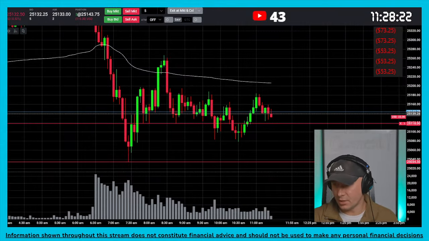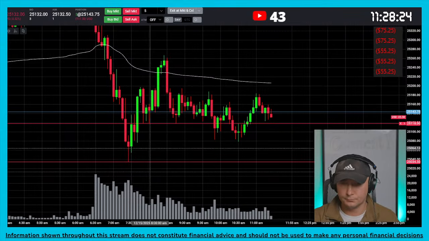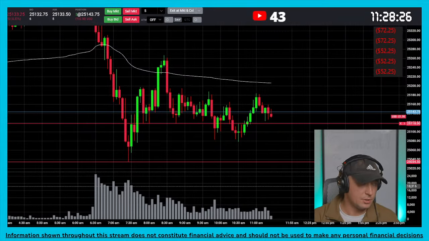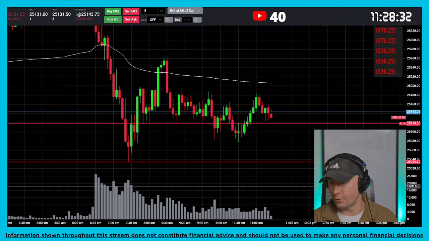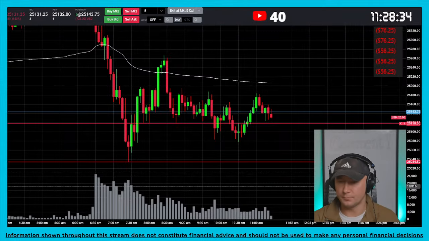Yeah, a bit of choppy action here. The best thing to do really here is just wait it out. Unless you're scalping, then scalp away, but I don't really like scalping too much.